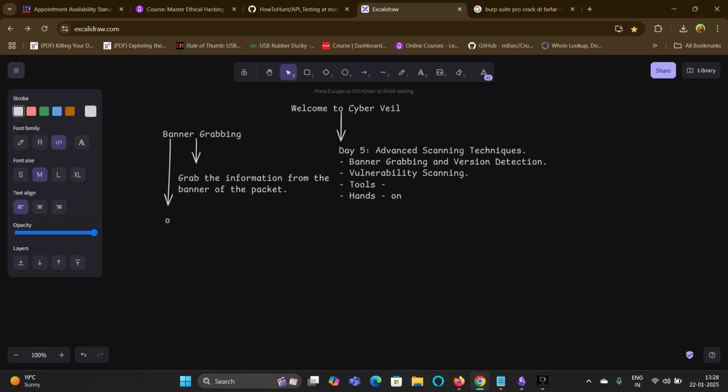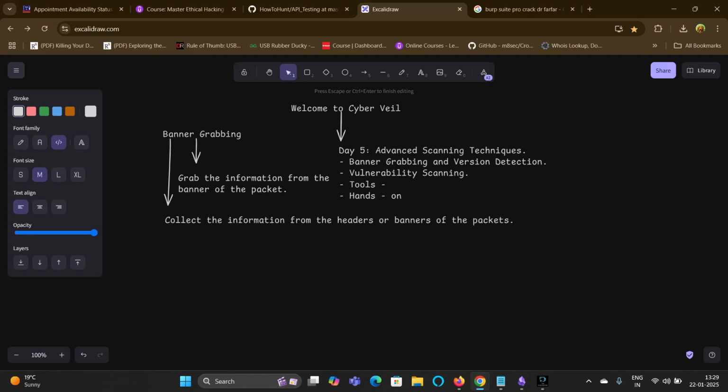Wait a minute, guys, I made a mistake. Collect the information from the headers or banners of the packets, right?